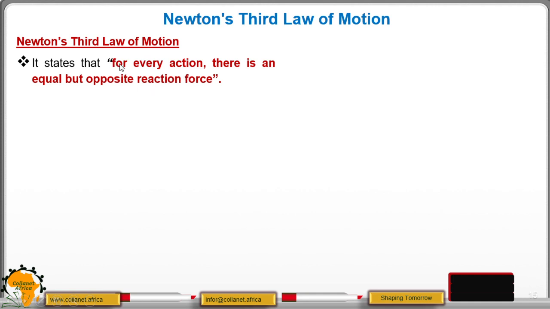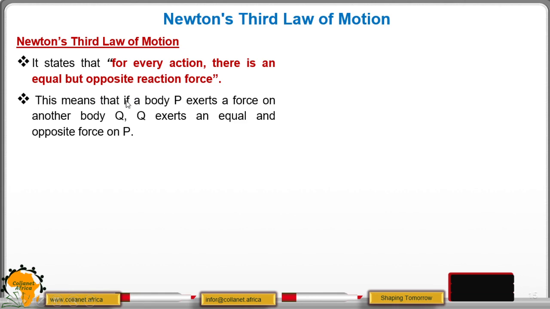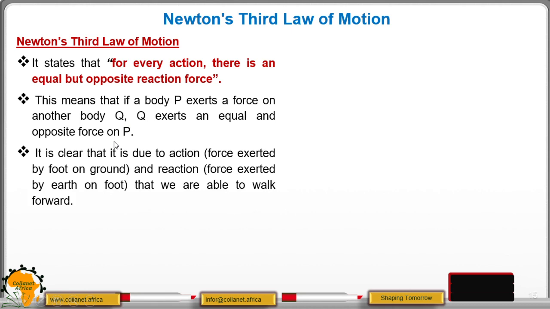Or in other words, for every action, there is an equal but opposite reaction force, which implies that if you have a body P and Q, and body P exerts a force on another body Q, then that body Q will also exert an equal and opposite force on body P.